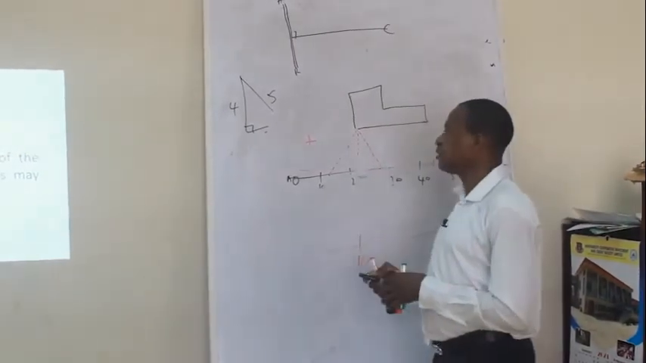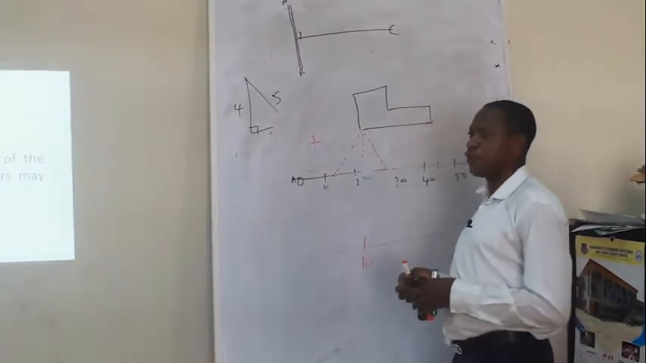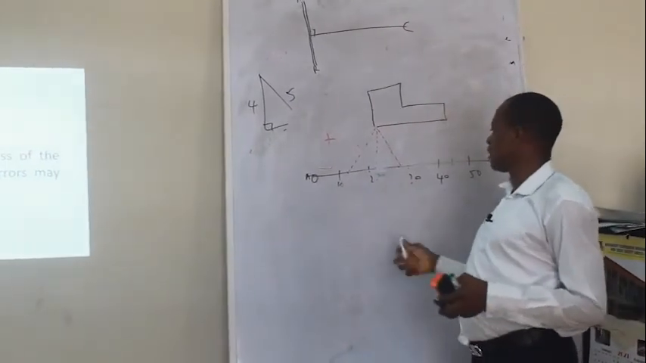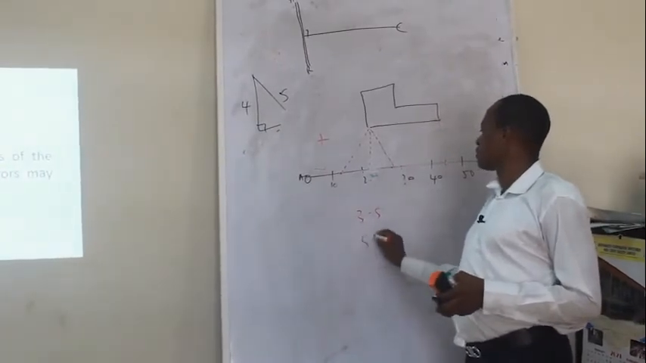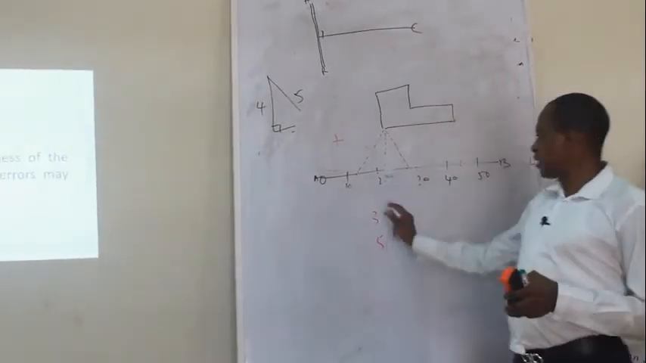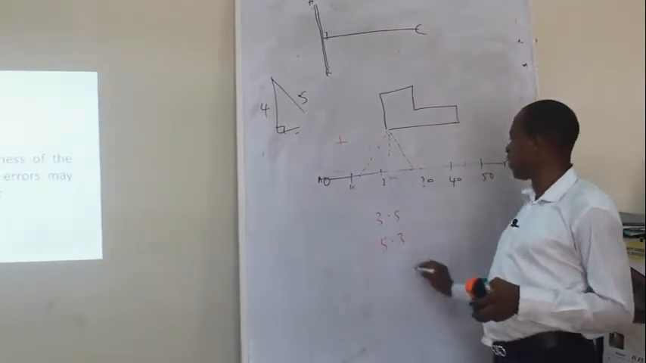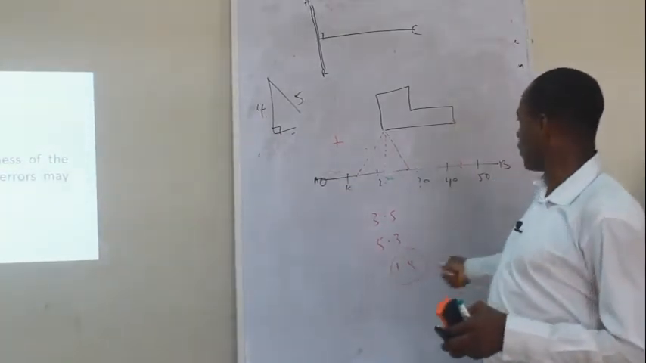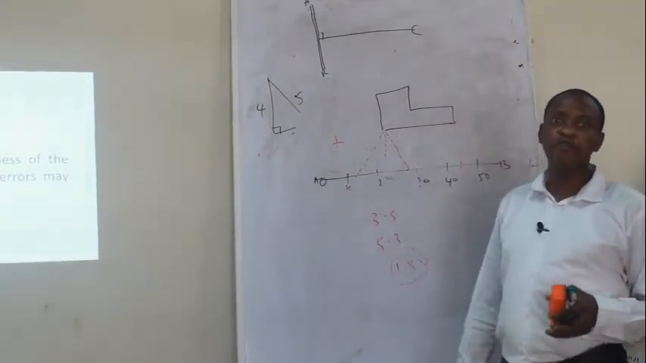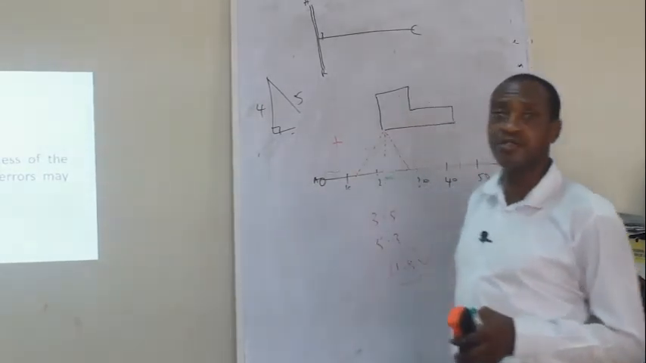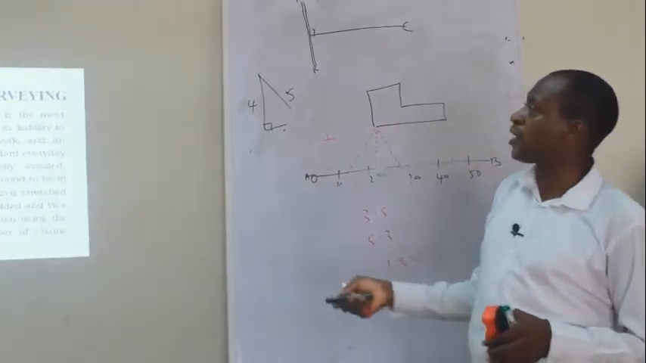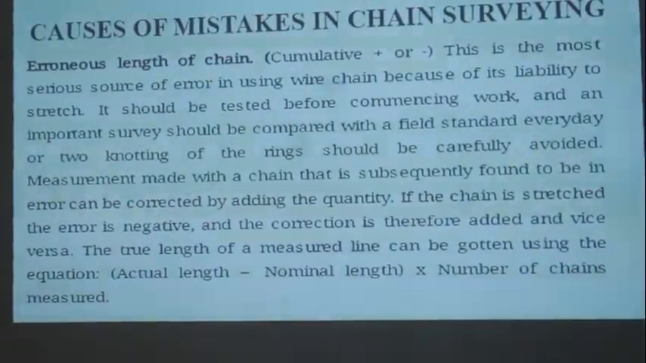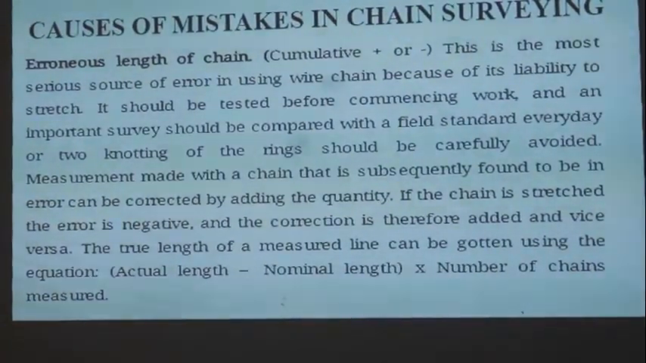For example, someone can misplace figures. If maybe after measuring a line, instead of writing 3.5, the person wrote 5.3. There are 3 and 5 there, but the difference between the two of them is 1.8, which is big enough, so that this kind of error cannot be adjusted. They have to go back to the field and measure again. So let's look at causes of this mistake. These are some of the mistakes in chain surveying that we need to avoid.